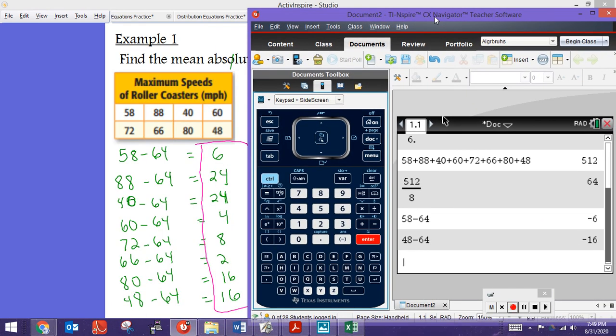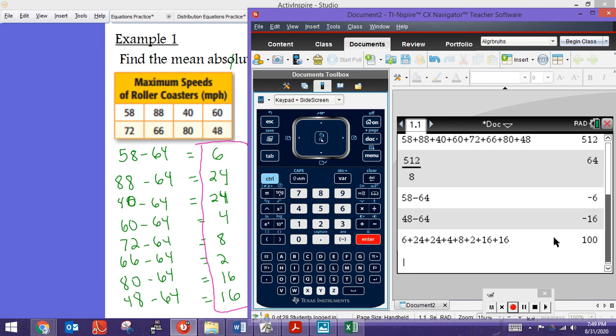So let's add those up. Got 6 plus 24 plus 24 plus 4 plus 8 plus 2 plus 16 plus 16. Right, add that up, you get 100.